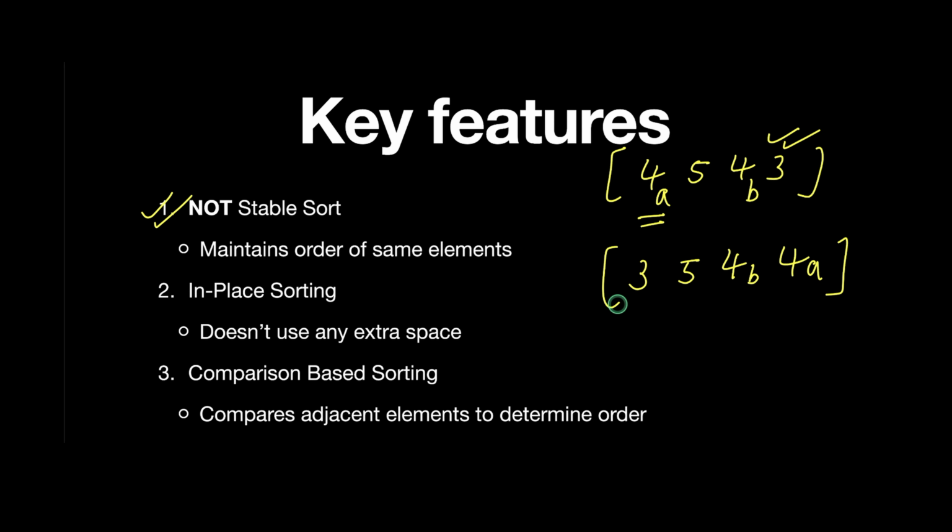So from this you can clearly understand that in the input array, 4a had appeared before 4b, but after running one step of selection sort, we can see that 4b now appears before 4a. So the relative order of equal elements is not maintained, and because of that, selection sort is not a stable sorting algorithm. The next thing to notice is that selection sort is an in-place sorting algorithm. We had seen that it only uses a constant amount of extra space, and because of that, it is an in-place sorting algorithm. The final point to note here is that selection sort is a comparison-based sorting algorithm.